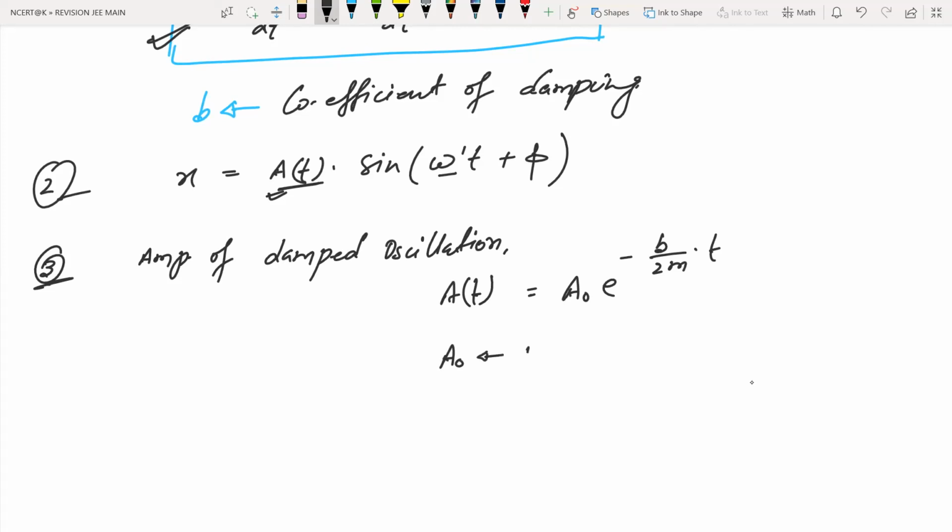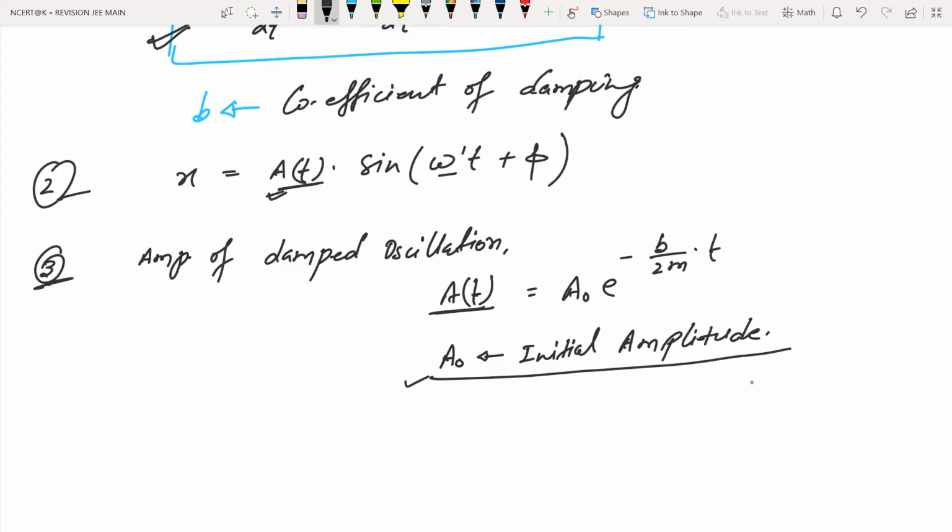It is your initial amplitude. The decrease will start from there. The amplitude starts decreasing from your initial amplitude and decreases exponentially with this b by 2m factor multiplied by t. You can see here, once you put t as 0, the amplitude is A naught, and once t tends to infinity, this amplitude will be 0.